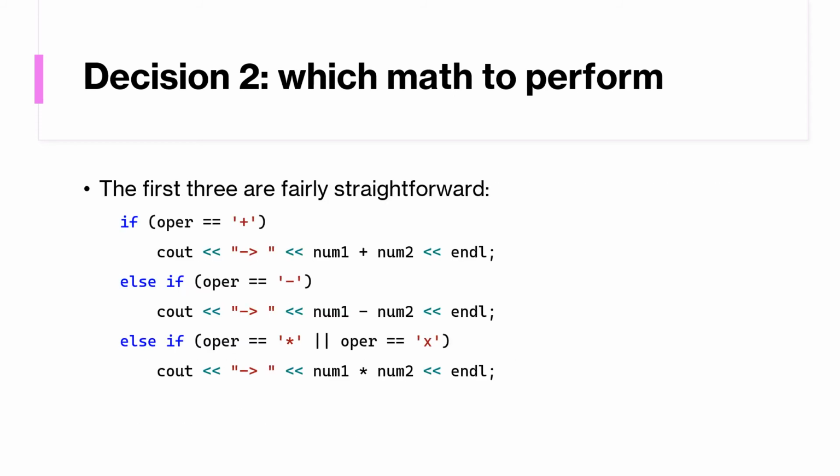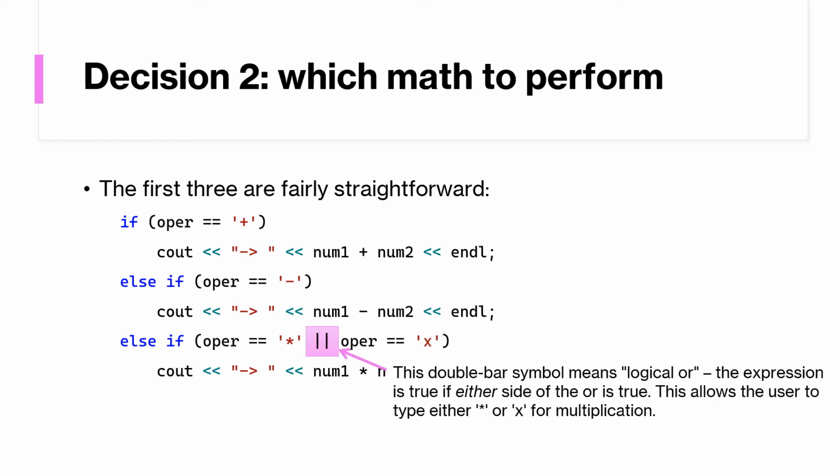Okay, so the first three look fairly straightforward. Okay, if oper equals plus, then we print num1 plus num2. If oper equals minus, we print num1 minus num2. If oper equals times, we print num1 times num2. A couple of comments on this. I put this little arrow symbol here just as a cute way of highlighting the answer. Otherwise, it tends to blend in with everything else on the console screen.